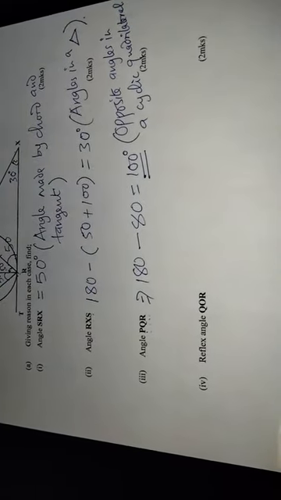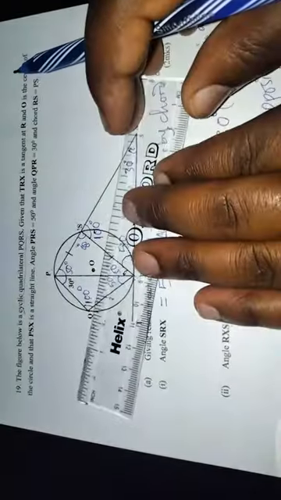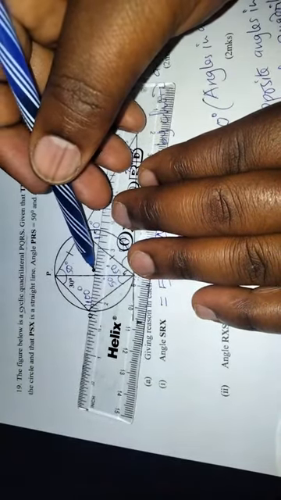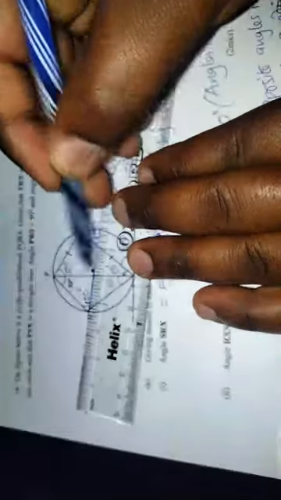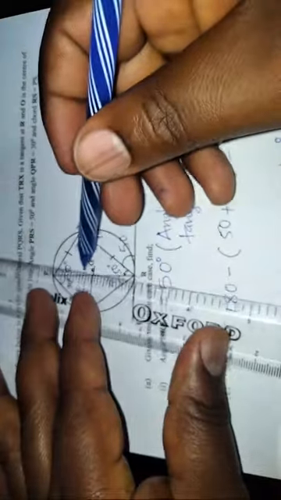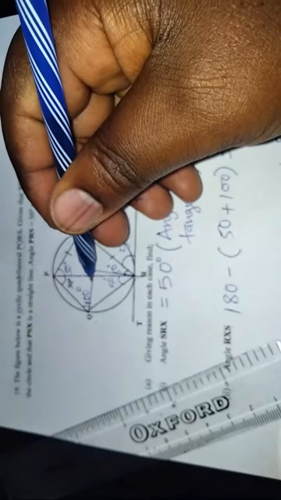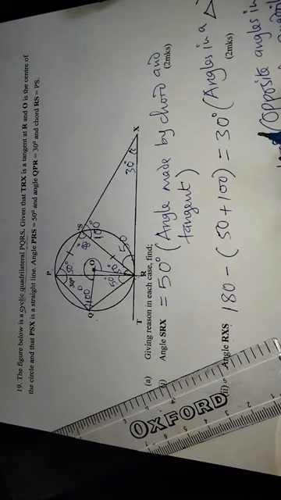The next question says to find the reflex angle QOR. With Q, then O, then R, we need to produce the angle ourselves because it has not been produced. The angle QOR is at this point. So this is the angle we want to produce, the reflex one. The outer angle here is what we want to find.